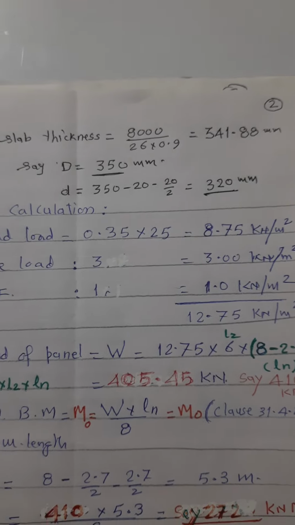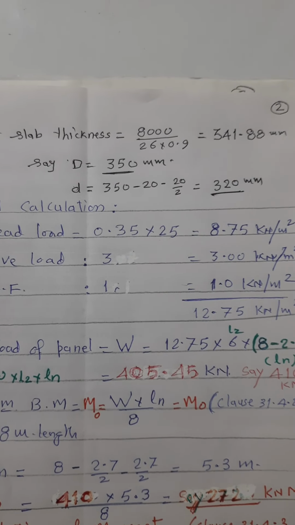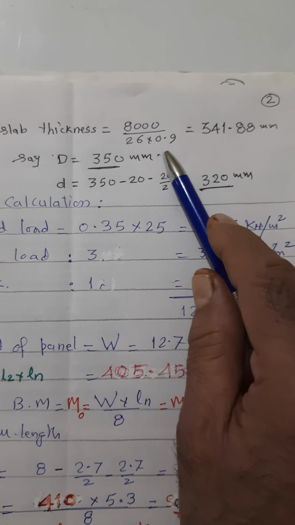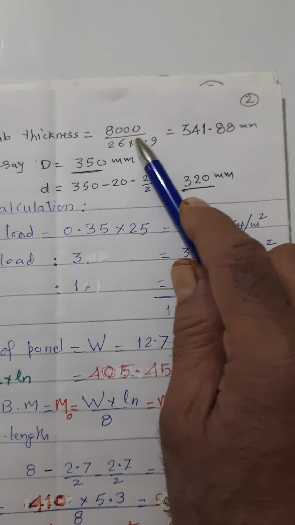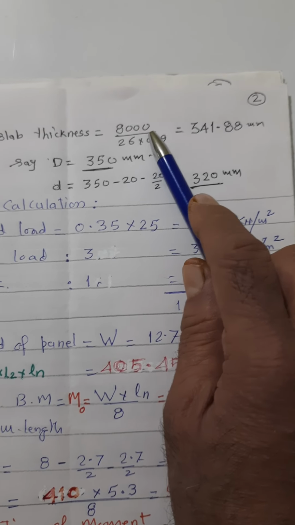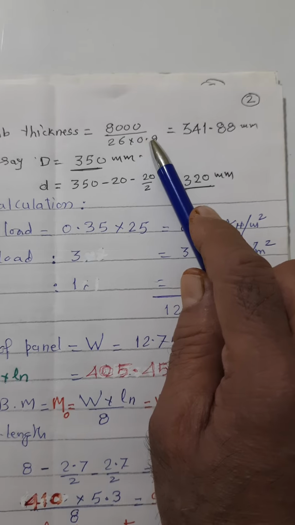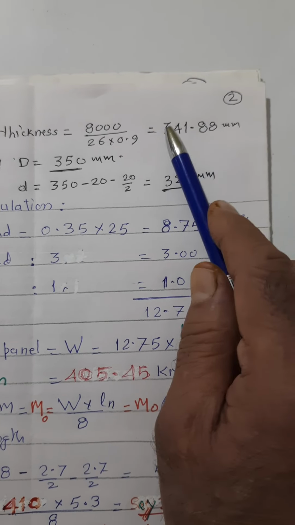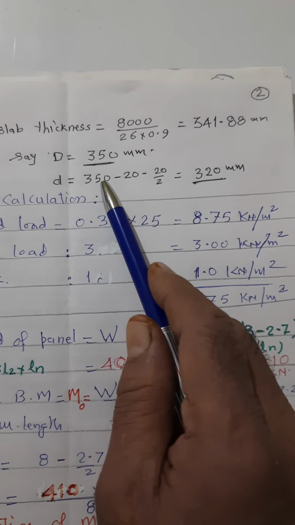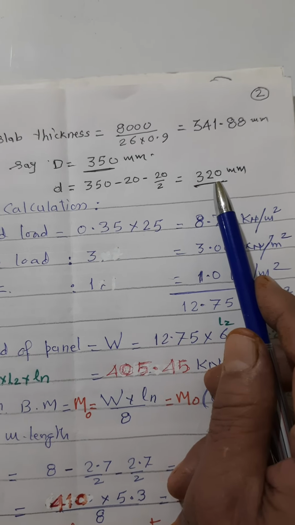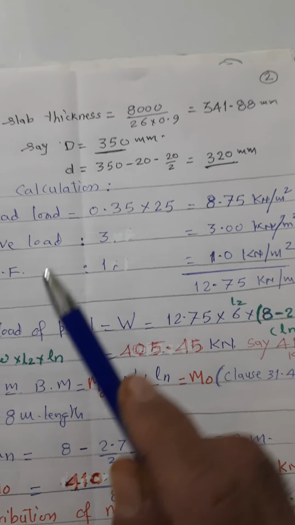But especially in the IS code, for a flat slab they have mentioned that this is multiplied by 0.9, because they have specified that the largest span should be taken. So 8000 divided by 26 into 0.9 comes to roughly 341, I can call it 350. So effective D will be, say, 320, or we can reduce it to 300. We can reduce it to 300 also.